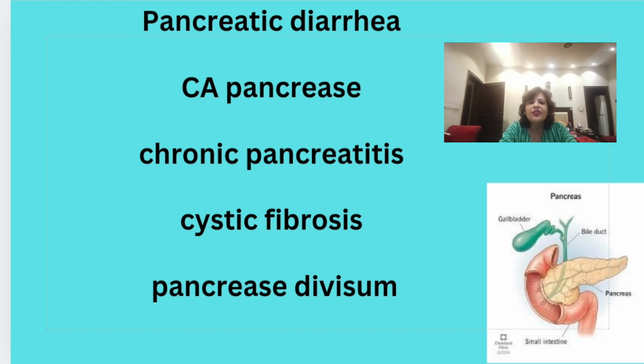Then there can be some congenital conditions which can affect the pancreas, like cystic fibrosis, which is a congenital condition in which there are thick secretions. When these thick secretions are present in the pancreatic duct, they block the duct, and hence there are no pancreatic enzymes to digest the food. Then pancreas divisum is a structural abnormality. Again, the reason is the same, that there are no pancreatic enzymes, and that leads to malabsorption.